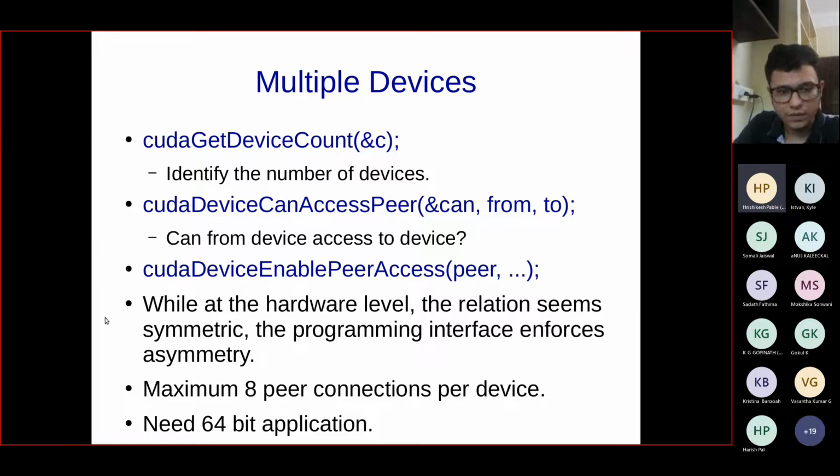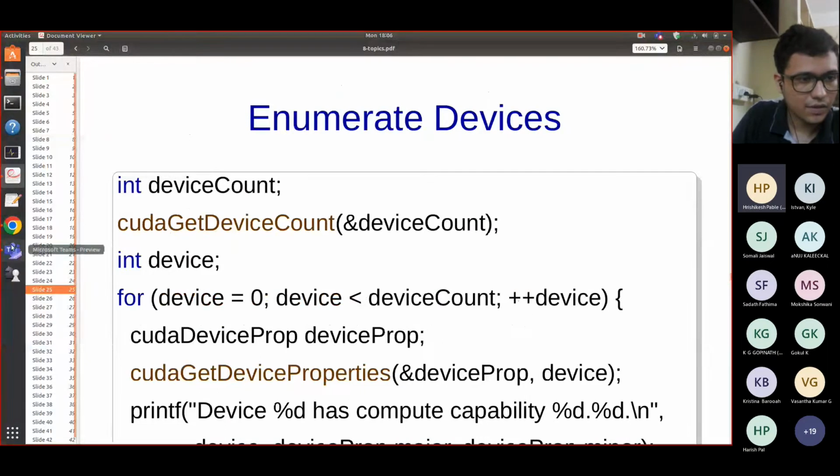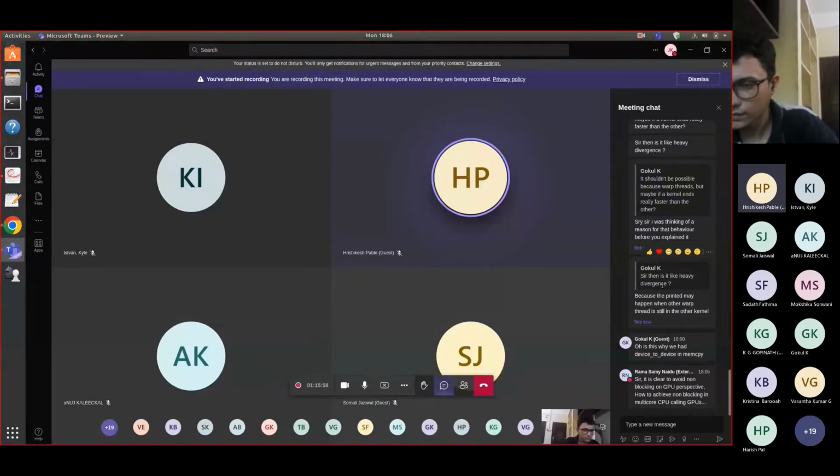And the next point is that a device can have a maximum of 8 peer connections. So a particular GPU can be connected with 8 other GPUs, and you will need 64-bit applications for it. I hope that this slide and these APIs are clear. Probably we'll move to the next slide if you have any questions here.